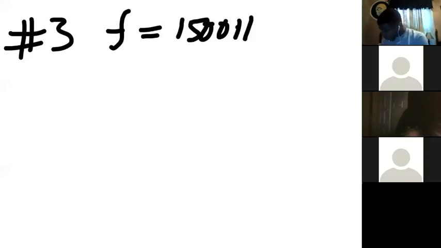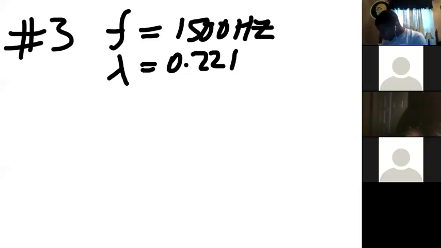Okay, number 3. Tiffany, can you read number 3? Calculate the speed of sound on a day when a 1500 hertz frequency has a wavelength of 0.221 meters. So the frequency is 1500 hertz. Okay, and the wavelength is what? 0.221 meters.